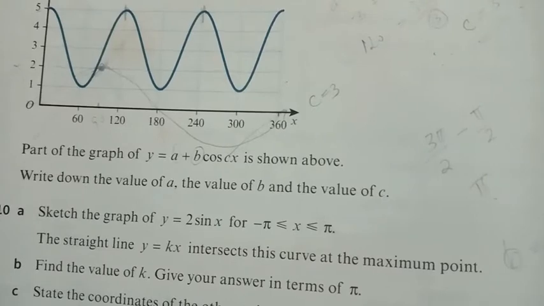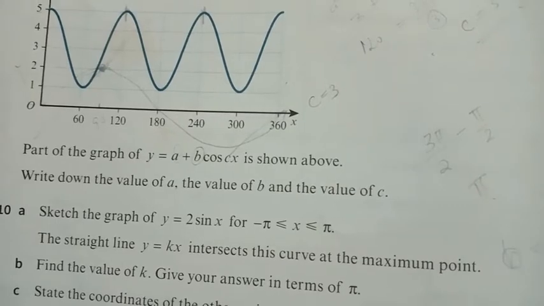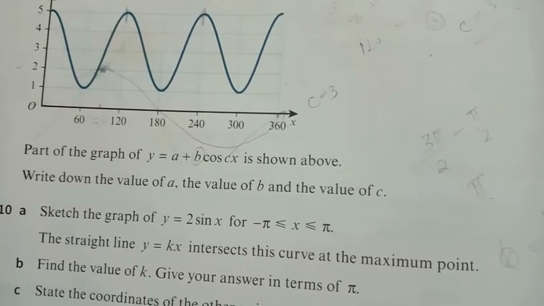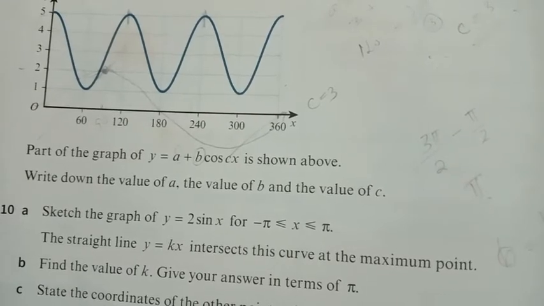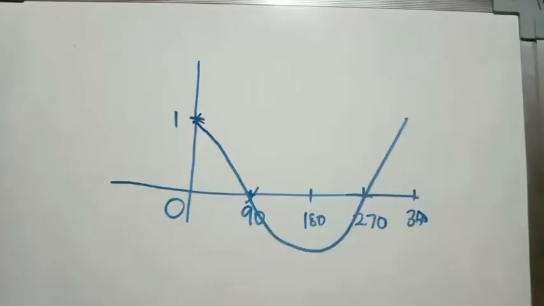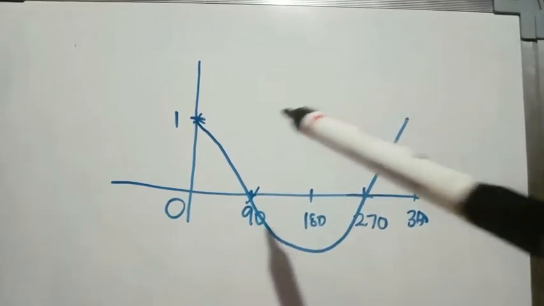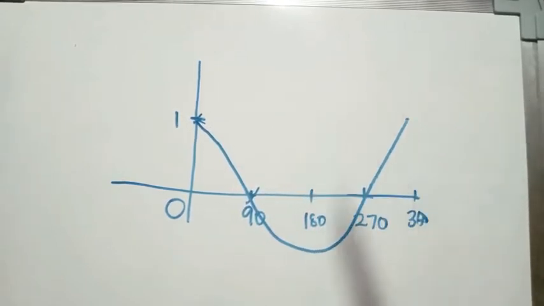Check this question. Part of the graph of y = a + b cos(cx) is shown above. Write down the value of a, the value of b, and the value of c. So the graph mentioned here is cos, and we know already the period of cos is 360 degrees. Now let's see here what's the period of this graph. Actually, this is an approximate shape of a cos graph. So when this shape is completed, when you get that shape, which shape?